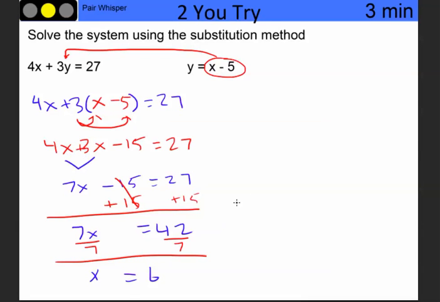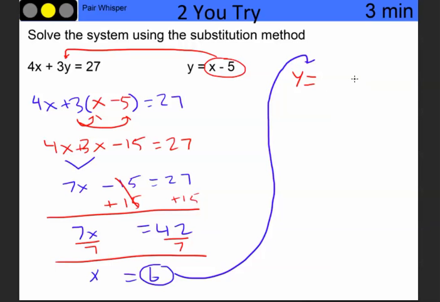Now that I have my x value, I can take that and substitute it back into my original equation. y equals x minus 5. And put that 6 right there. 6 minus 5 is 1. So my solution then is x equals 6, y equals 1.